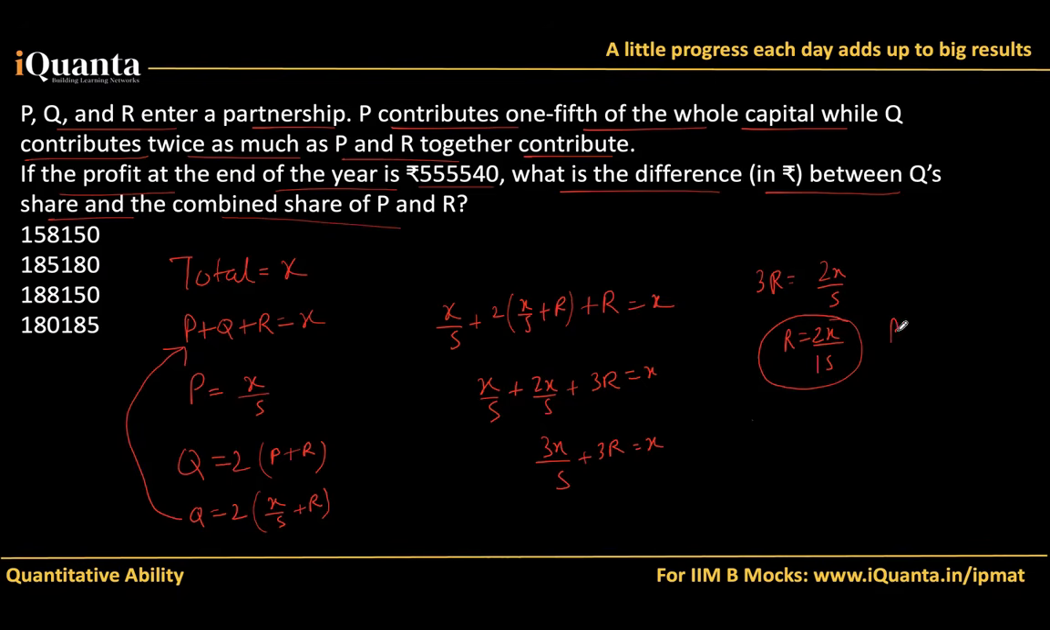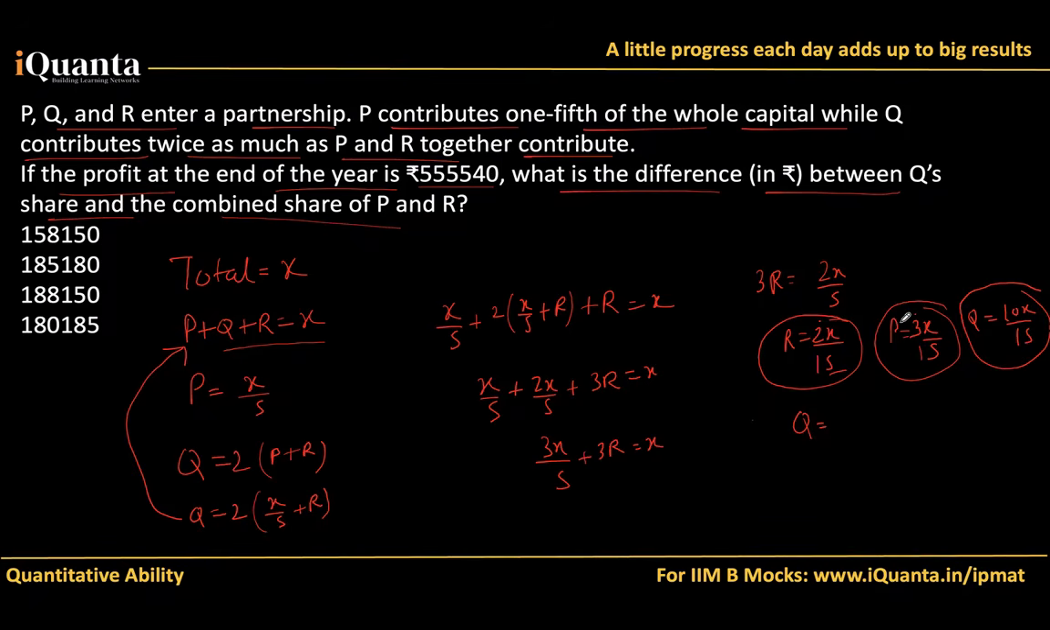We know R, we know P, that is X by 5. Using P plus Q plus R equal to X, can we find out Q as well? R is 2X by 15, and P is X by 5. I want to make the denominator 15, so to make the denominator 15, we have to multiply by 3. So P is 3X by 15. We want the total to be X, because P plus Q plus R has to be X in total. So Q will be 10X by 15, obviously. I just tried to make the denominator equal to 15.